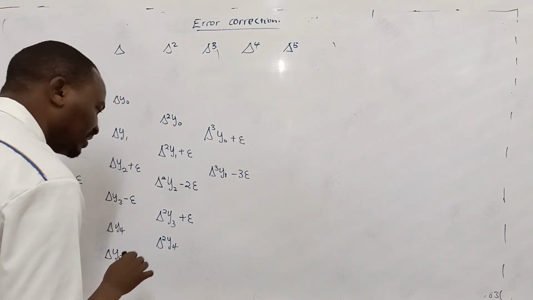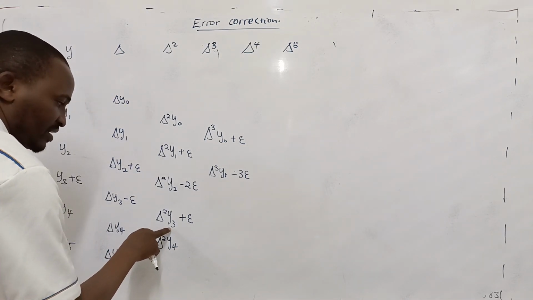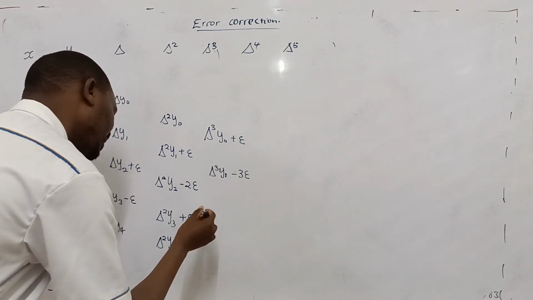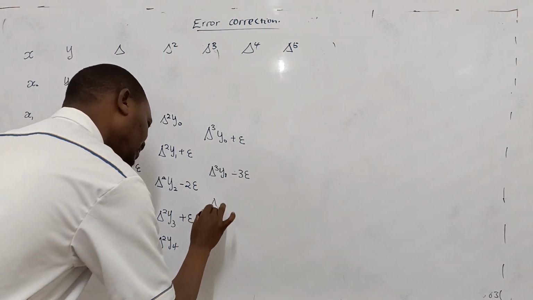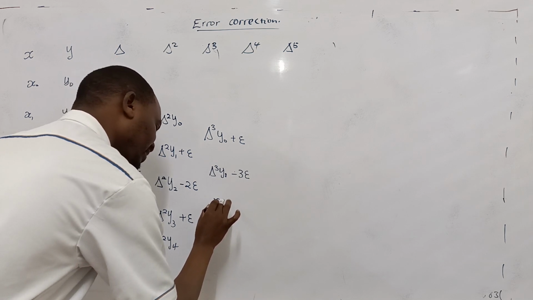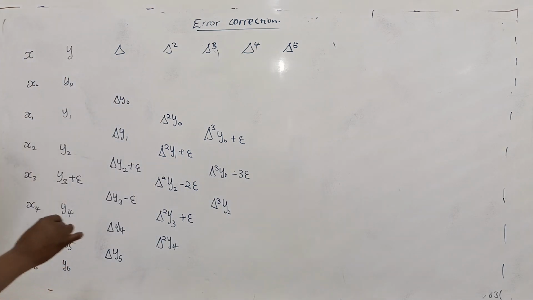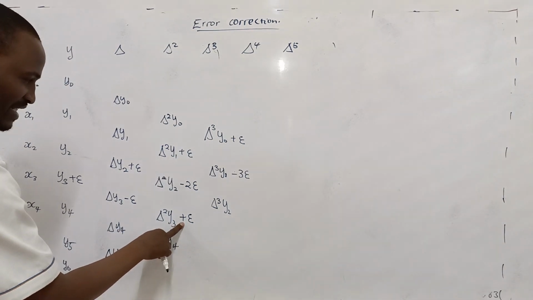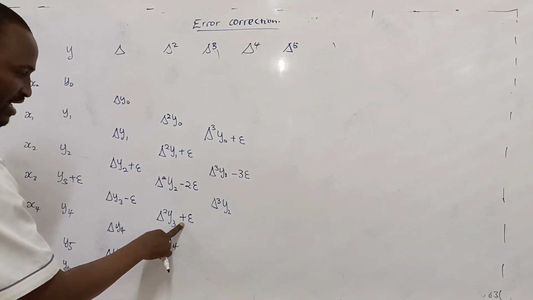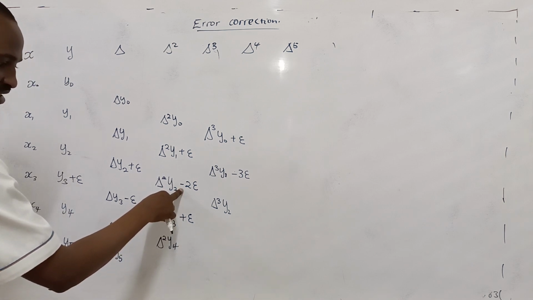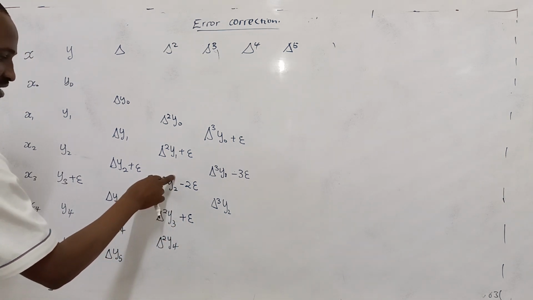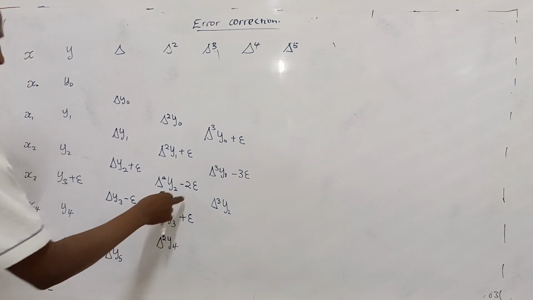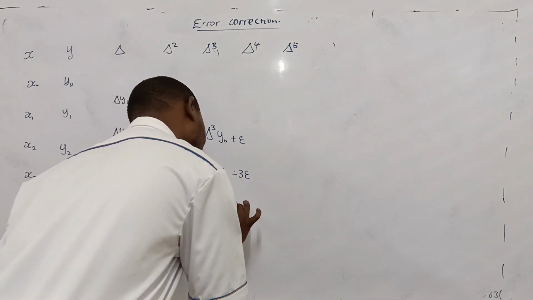Then we have these two, which would have given us, if you take out the error first, the third difference of y2. But there is an error minus this, because this minus this. So it is epsilon minus 2 epsilon, which will give us 3.